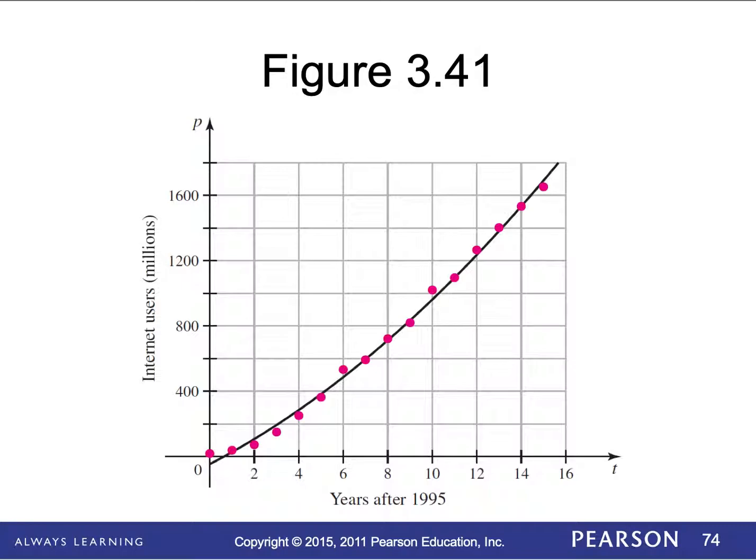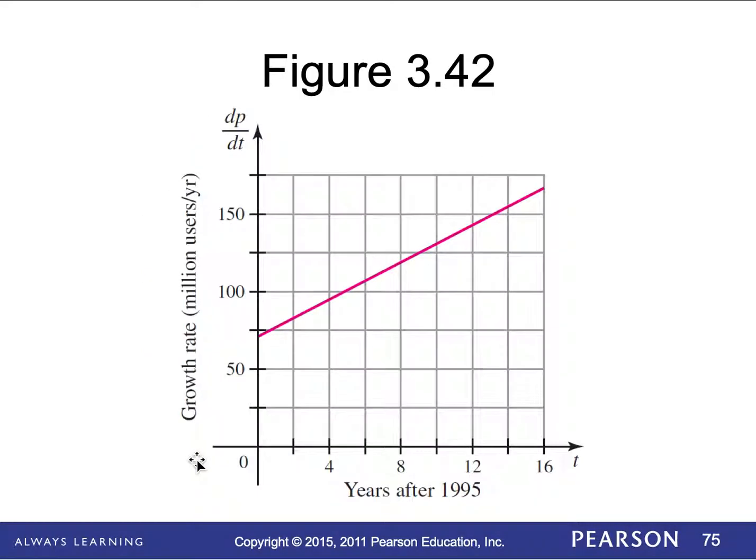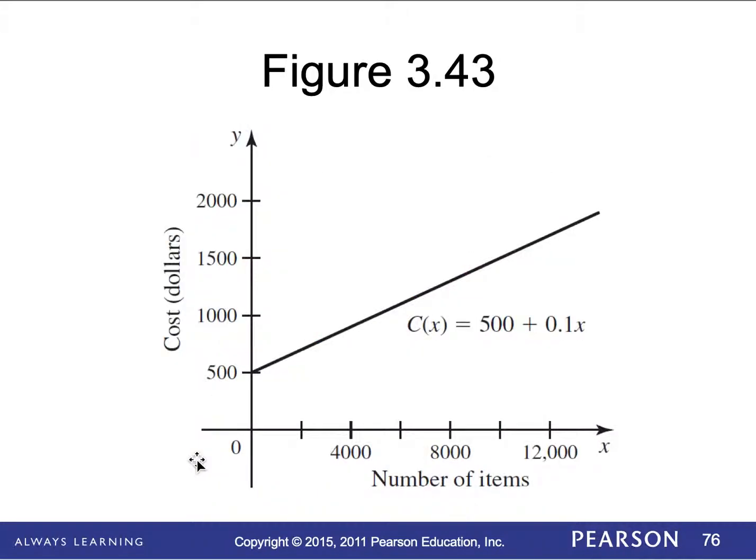So here's another example of a graph. What's happening here is my internet users is increasing every year. So I should expect my derivative to be positive or above the axis. So it should make sense that this is my derivative graph. I'm going from a parabola-looking curve to a line because of that power rule.